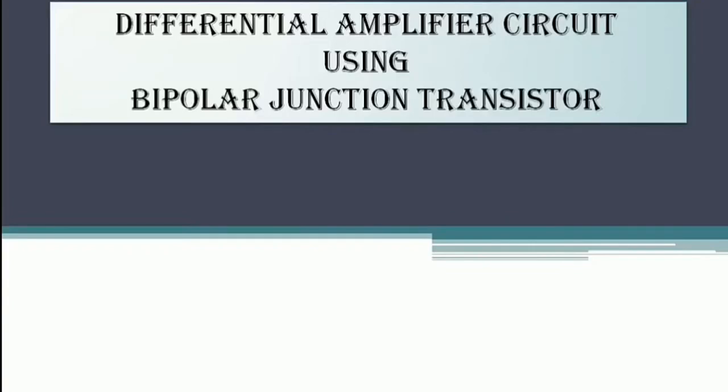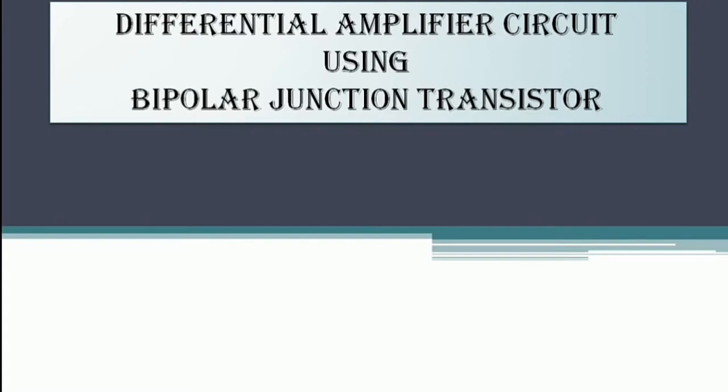Hello everyone. In this video you are going to see the circuit used as a differential amplifier, and here we are considering a type of transistor as a bipolar junction transistor, that is a BJT. Since we know that the differential amplifier is the main block used in an operational amplifier in order to design an application, now we will see what the circuit is.